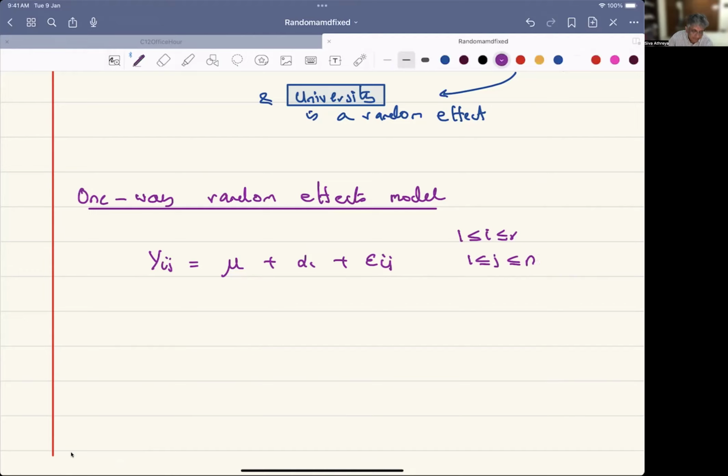It's a little simpler. Then in the fixed effects model, we always took epsilon_ij to be normal with zero mean and variance sigma square. That's all we did, right? And then for estimability, we assumed the summation of alpha_i to be 0. We set epsilon_ij to be normal with mean 0 and variance sigma square, independent.